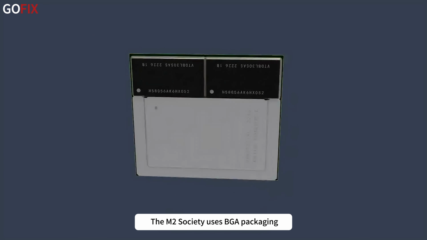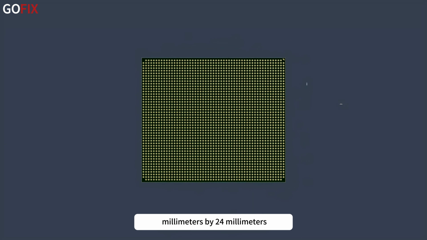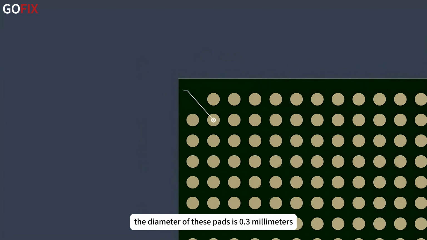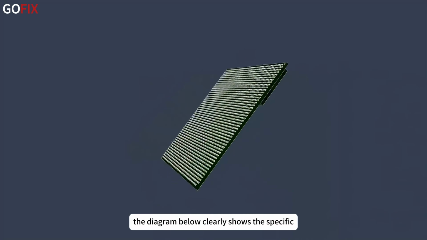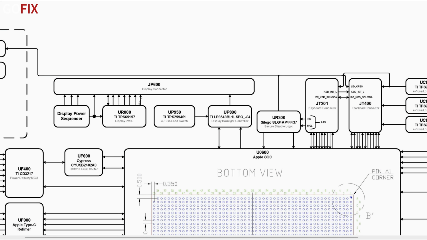The M2 SoC uses BGA packaging on a substrate area of 27.7mm by 24mm. It integrates as many as 2,581 pads. The diameter of these pads is 0.3mm, and the center spacing is 0.5mm. The diagram below clearly shows the specific location of the M2 SoC on the motherboard.